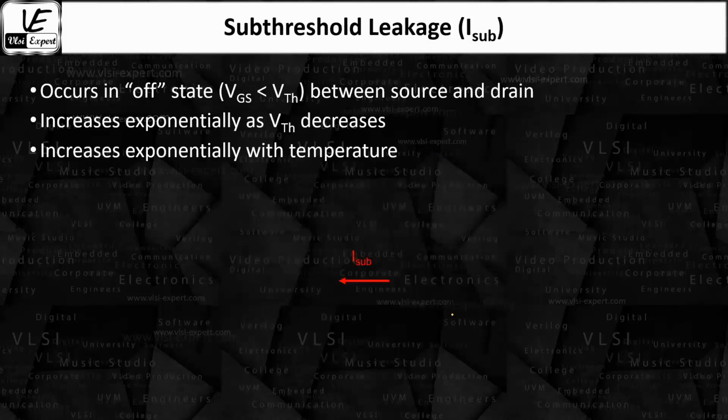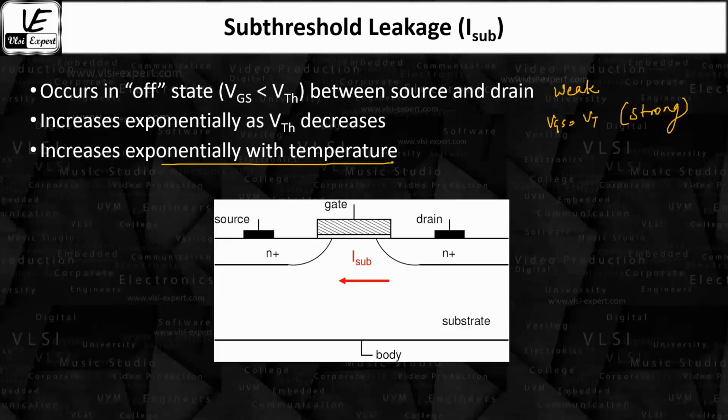Next comes the subthreshold leakage. Like I already told you, this subthreshold leakage occurs in the off state, that is, when the gate-to-source voltage is less than the threshold voltage, in the weak inversion region. Because when VGS is equal to VTH, that becomes the strong inversion region. So when VGS is less than VTH, this type of current will flow, and it increases exponentially as VT decreases. The lower the VT, the more the subthreshold leakage, and it also increases exponentially with temperature.